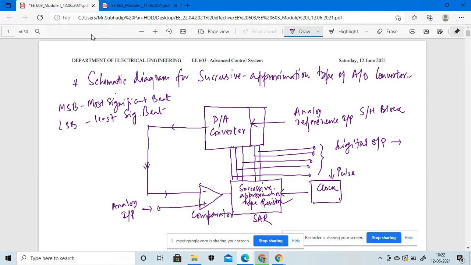So the successive approximation type of register will first turn on the most significant bit, and it will compare it with the analog input. Whatever the most significant bit is, the input is compared by the register using this comparator, right? So what will be the function of the comparator device? The comparator device decides whether the bit should be left on or turned off.